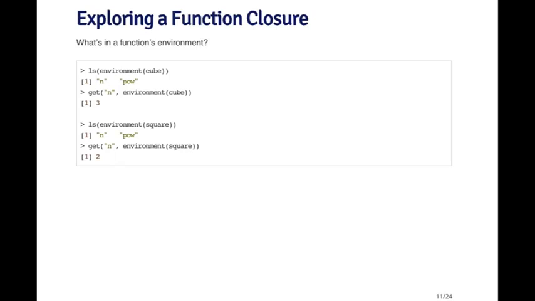So how do you know what's in a function's environment? You can look at the environment in which the function was defined by calling the ls function. So if I call ls on the environment for cube, you can see that inside the cube function there's an object called n, and if I use get on n, you'll see that the value of n is equal to 3. So that's how the cube function knows to raise the argument to the third power, because it's already defined in its closure environment. Similarly, for the environment for square, you can see it has the exact same objects in it, but now the value of n is equal to 2 in the square function.